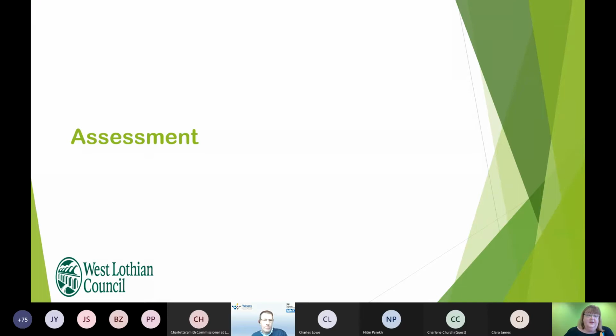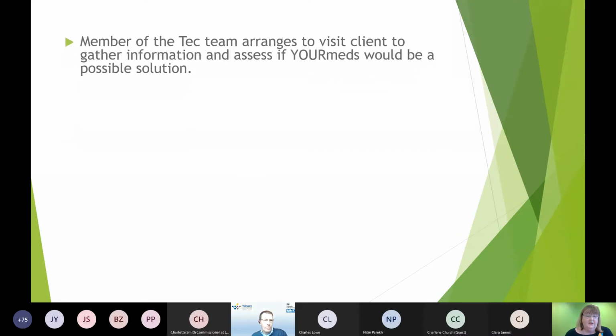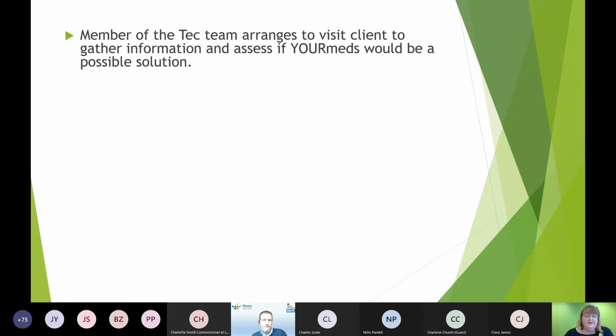So when we receive a referral where medication compliance seems to be the only issue, we would progress this for assessment for YOURmeds. The assessment starts with a member of the tech team arranging a visit to the client to gather information and assess if YOURmeds would be a possible solution.